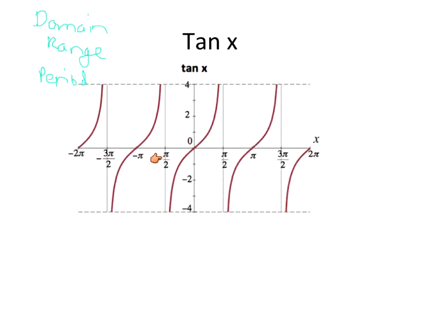So how am I going to write this period though? What do you guys think? This graph goes from negative pi over 2 to positive pi over 2. How much of a span is that? What's the period going to be on this? Negative pi over 2 to a positive pi over 2. That's excellent. It's 1 pi. You guys are right. It's pi.